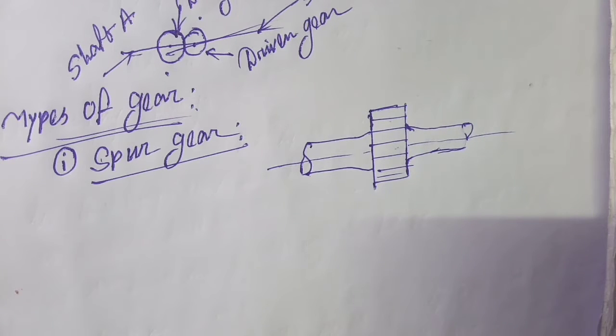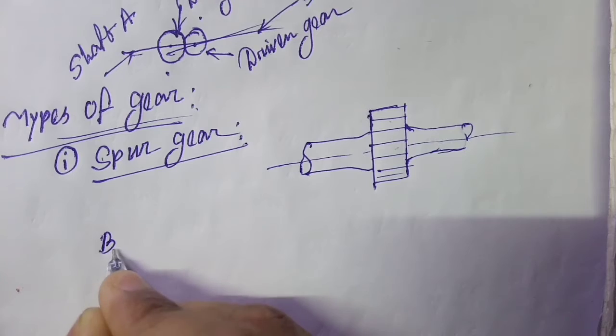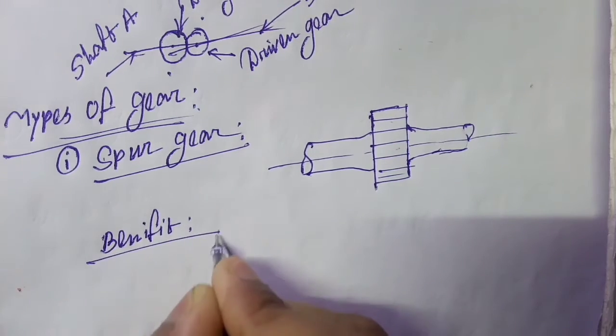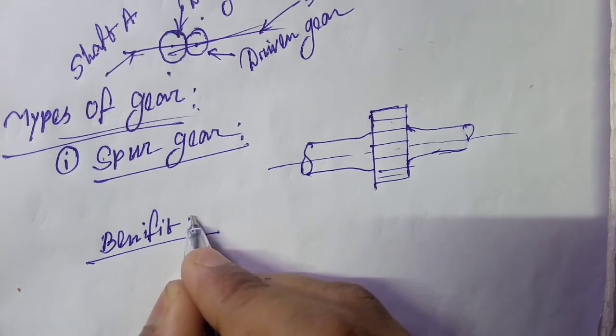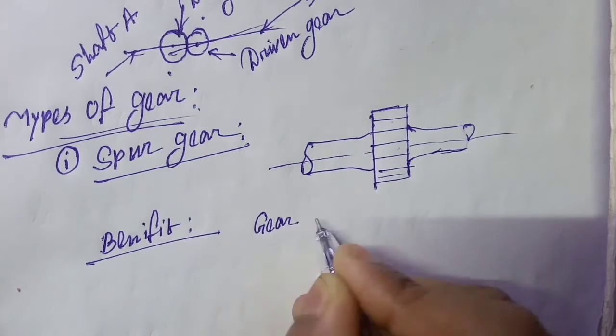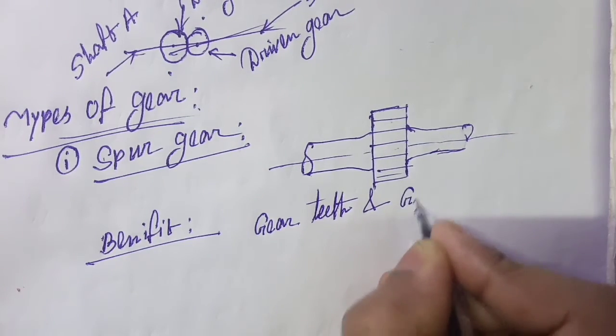So what is the benefit of spur gear? Gear teeth are parallel and the gear axis is also parallel. These are the benefits of spur gear. Its teeth and gear axes are parallel.